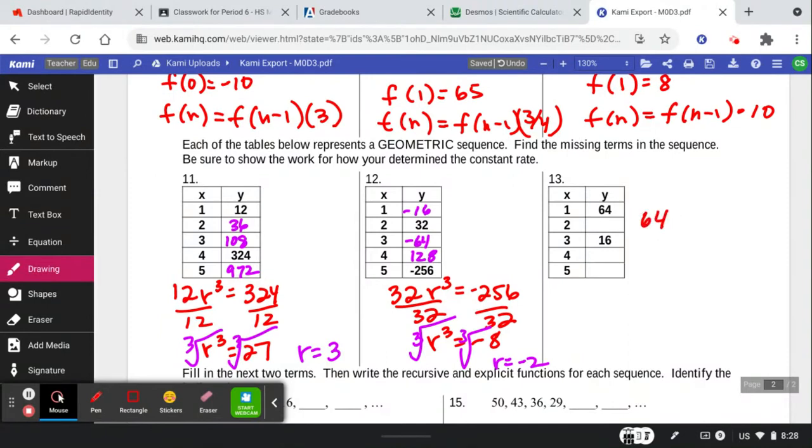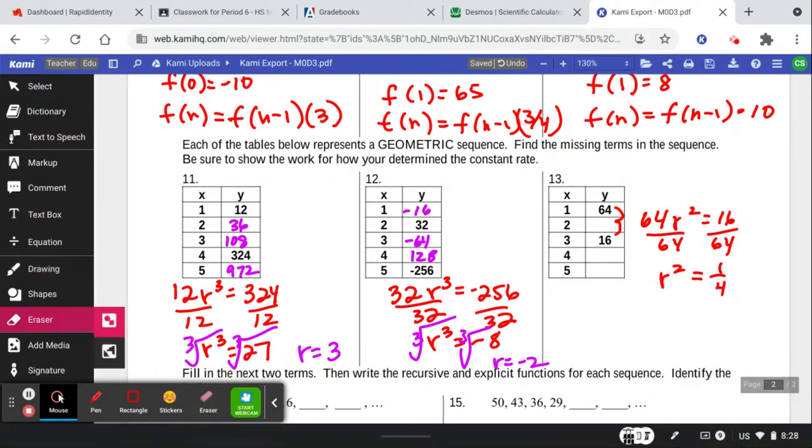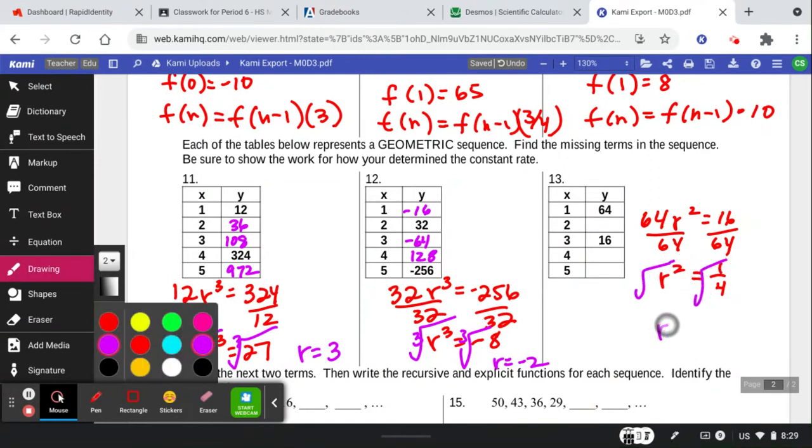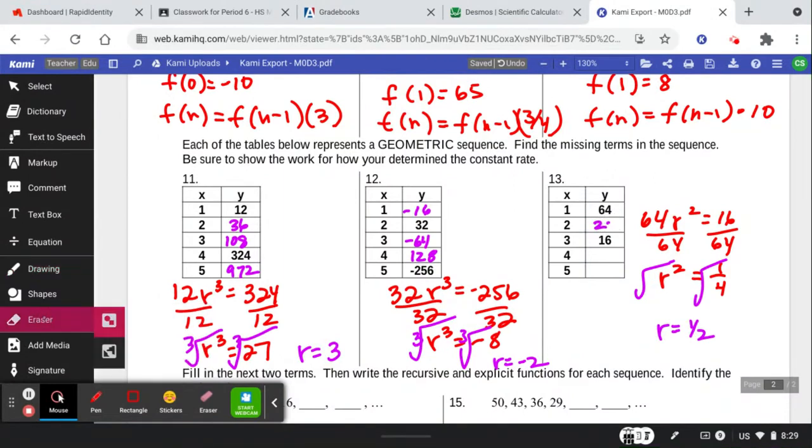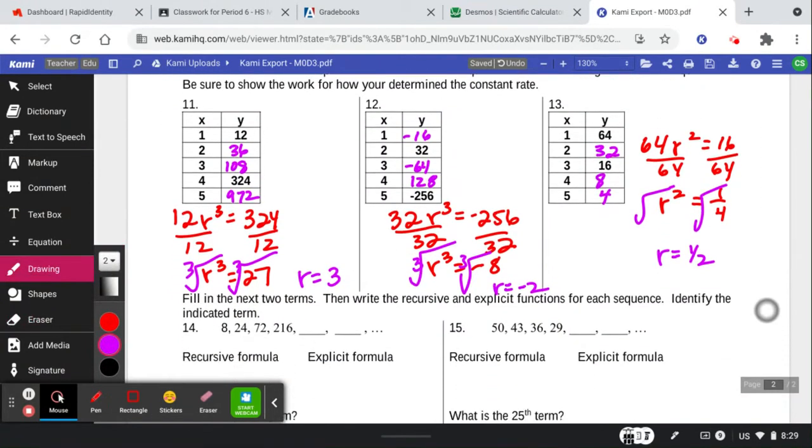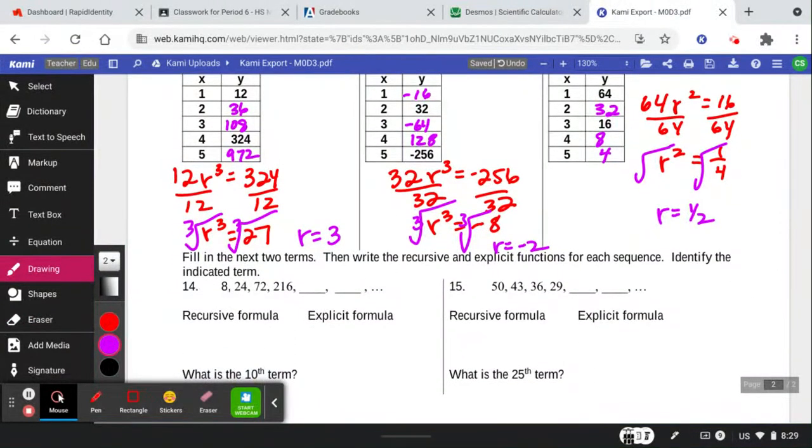So it begins at 64, 2 jumps to get to a 16. I'm going to get r squared is equal to 1/4. And so when I square root both sides, I get that r is equal to half. So 64 divided by half is 32. 32 divided in half is 16. 16 divided in half is 8. 8 divided in half is 4. How did you do?